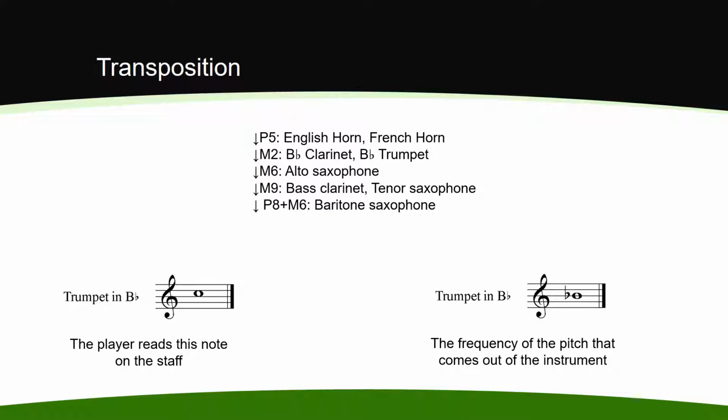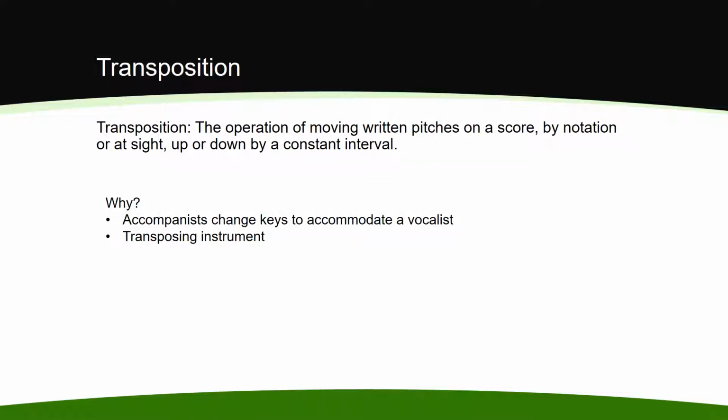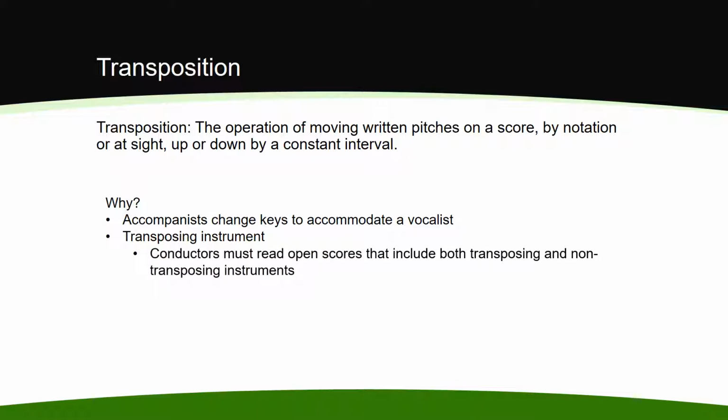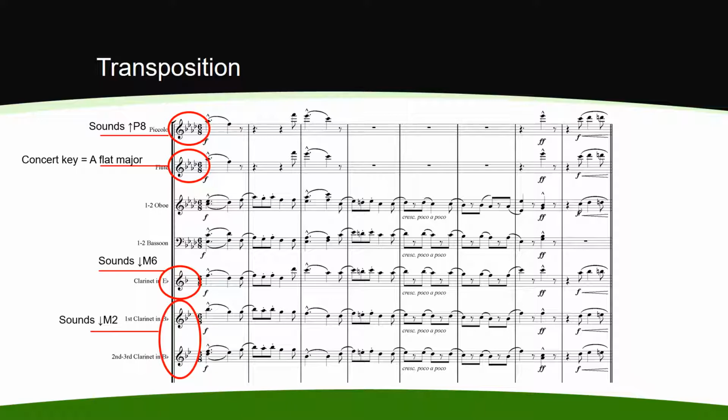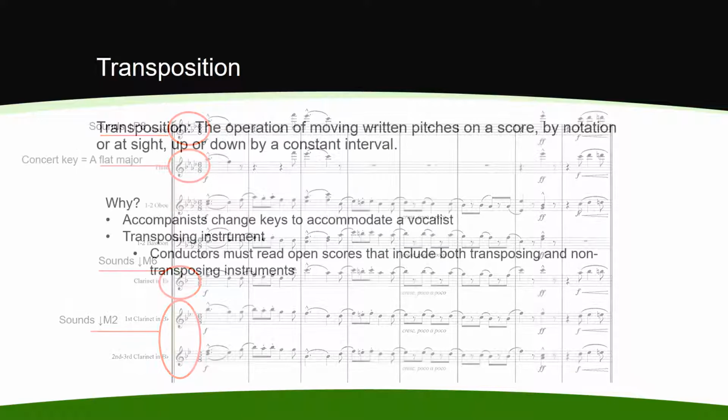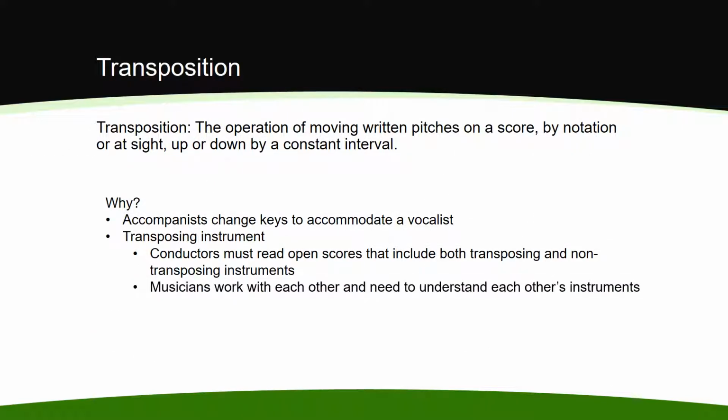So we return to the why of it all again. Again, it's all about collaboration with other musicians. Conductors must read open scores that include both transposing and non-transposing instruments. They need to know what all the transpositions are so they can determine if the players are playing the correct notes. Musicians work together and therefore need to understand the properties of each other's instruments.